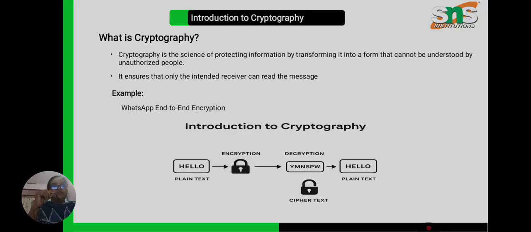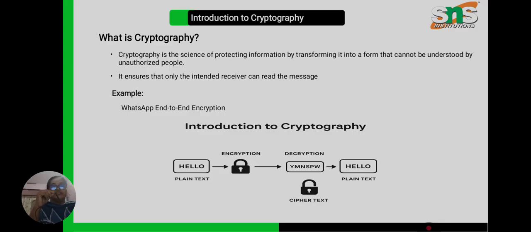So let us now see what cryptography is. Cryptography is the science of protecting information, as we all know. It converts readable data into an unreadable format so that unauthorized people cannot understand it. Only the intended receiver can read the message. For example, WhatsApp uses end-to-end encryption, so only the sender and receiver can read the messages, not anybody else.